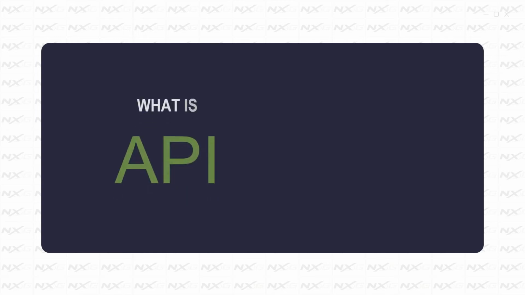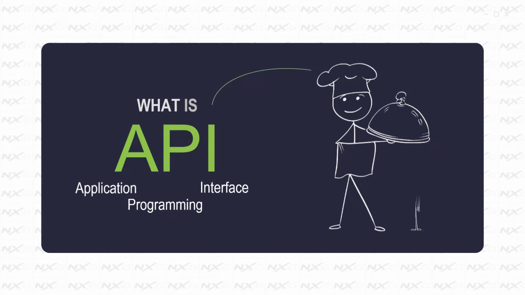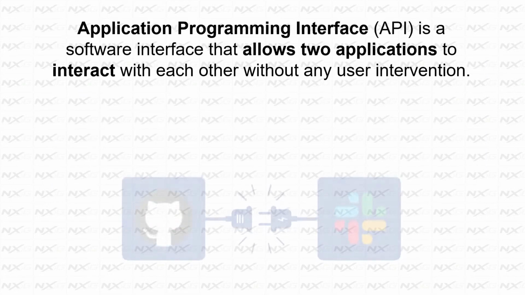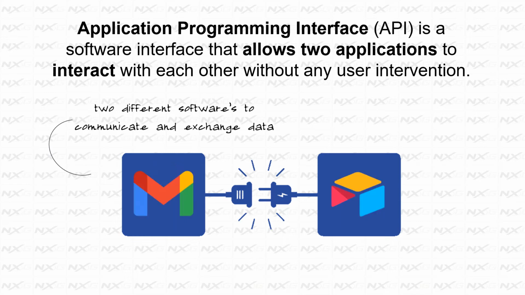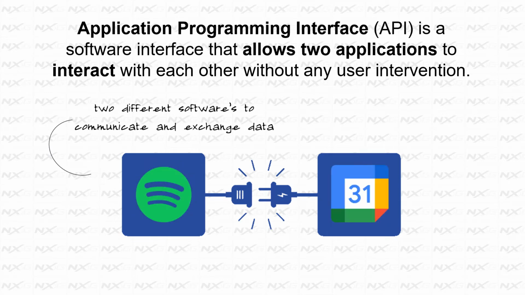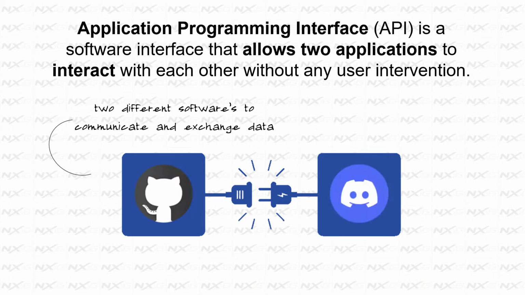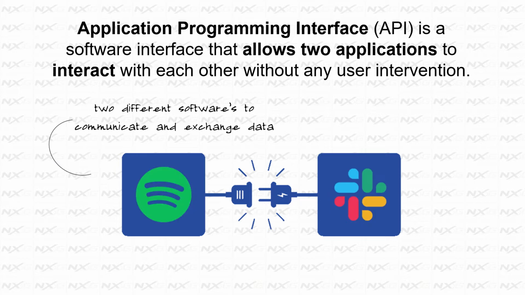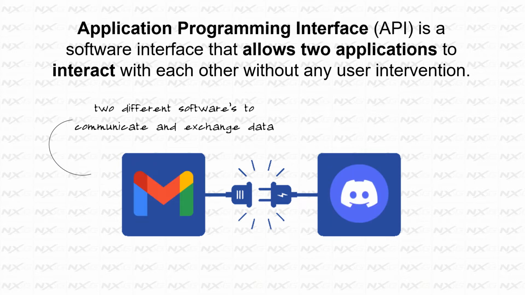Hello friends, today we learn about what is an API, and how it helps us to solve real-life problems. API stands for Application Programming Interface. It is a software interface that allows two applications to interact with each other without any user intervention. API is a collection of software functions and procedures. In simple terms, API is defined as code that helps two different software to communicate and exchange data with each other.